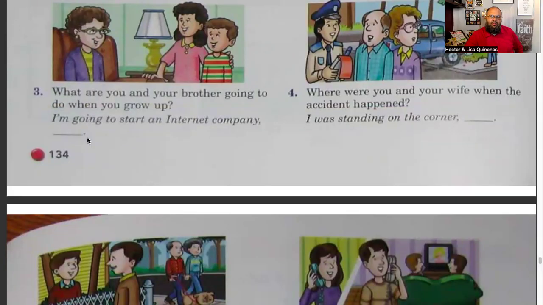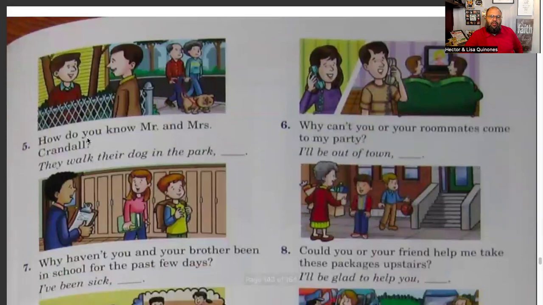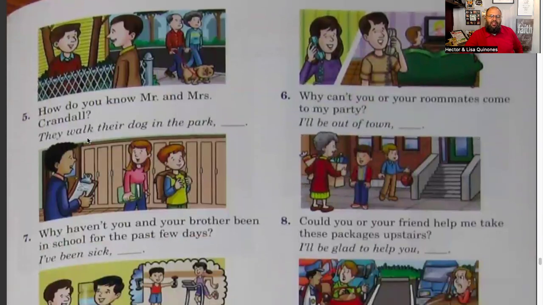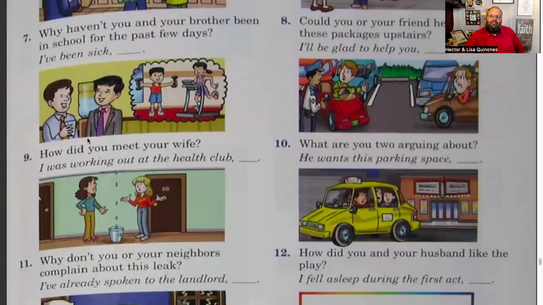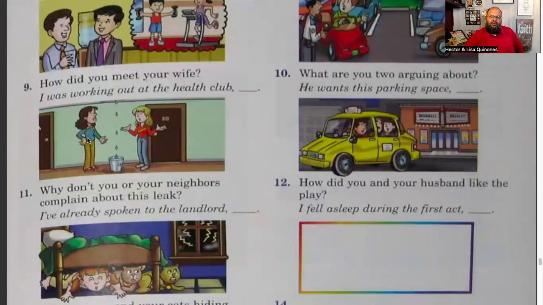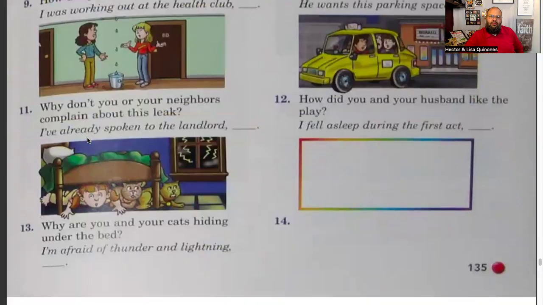Four, 5, and 6. 7, 8, 9, 10, 11, and 12. 13 and 14. You have to use your imagination for number 14.